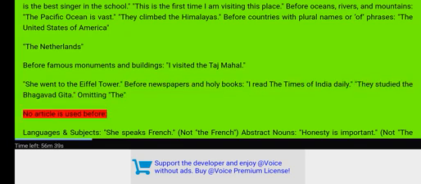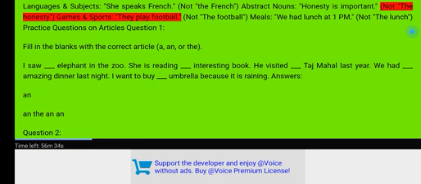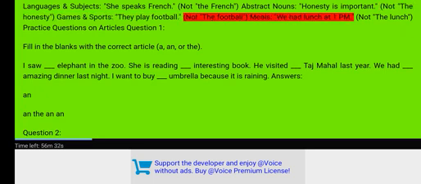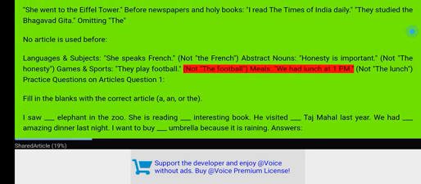Omitting the. No article is used before languages and subjects: She speaks French, not the French. Abstract nouns: Honesty is important, not the honesty. Games and sports: They play football, not the football. Meals: We have lunch at 1 p.m.